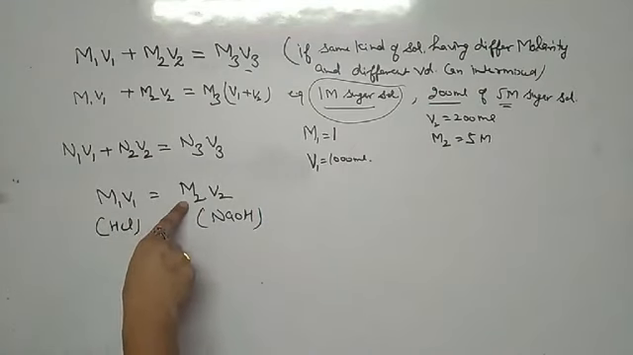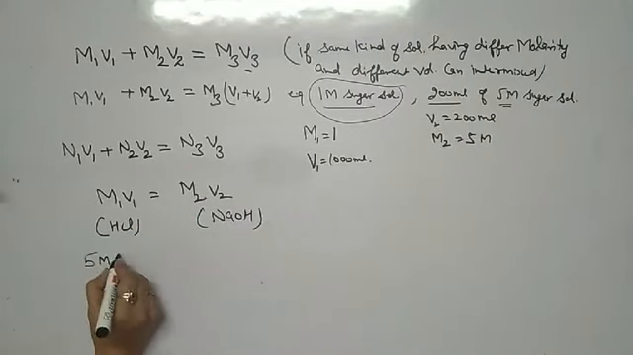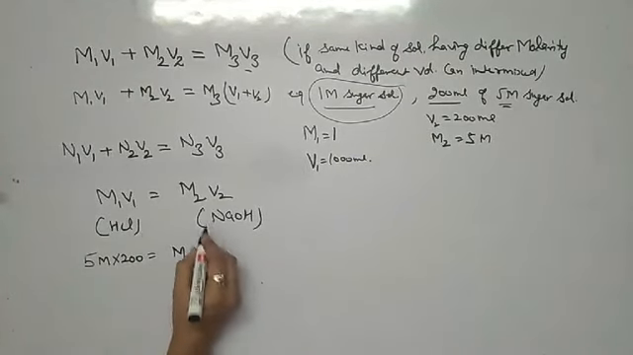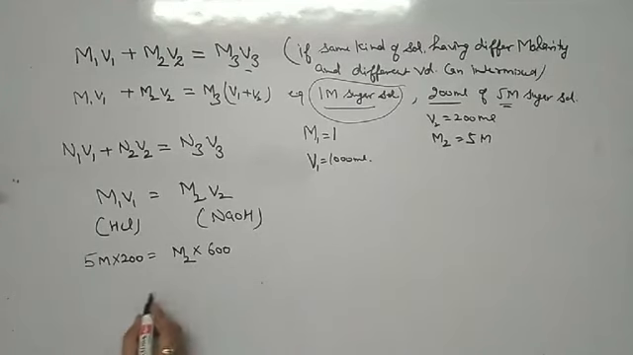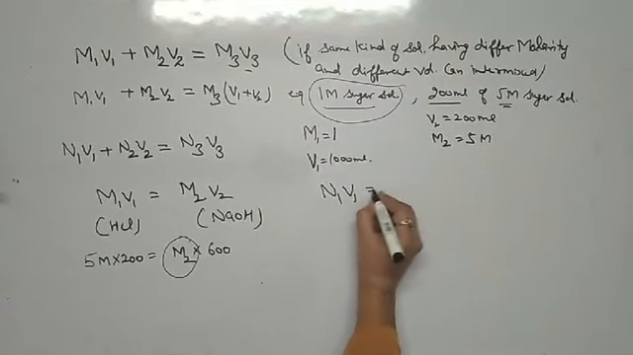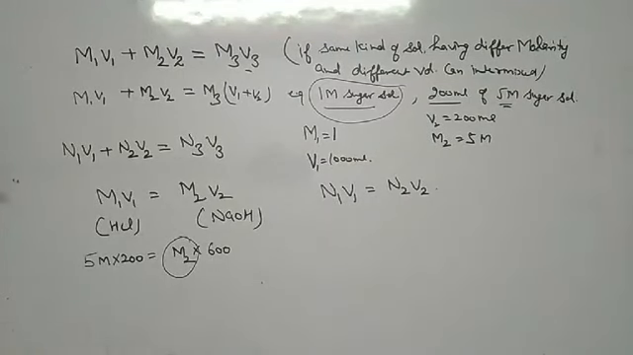Is it clear? If I take a simple example, 5 molar HCl, 200 volume, then what will be the new molarity if it is 600? You can find out the value of M2. Same is applied for normality. N1 V1 is equal to N2 V2. It means we can find out the normality of another solution with the help of a solution having known normality. Clear?